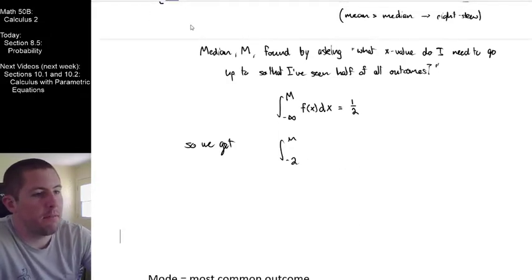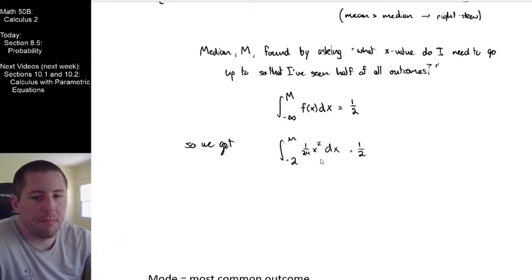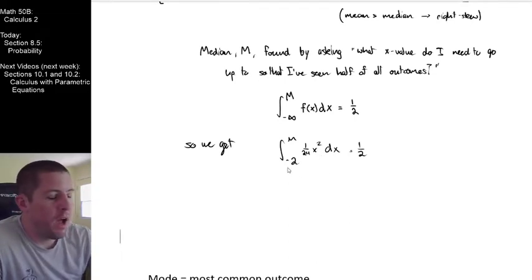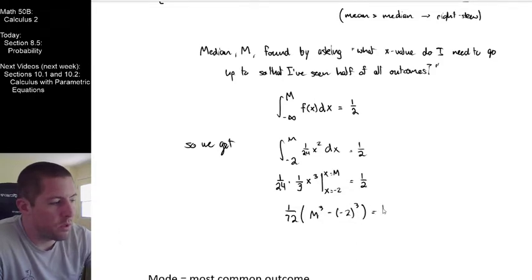Let me actually throw my PDF in there. Our PDF is 1/24 x squared dx, and that should be equal to 1/2. All right, so let's go ahead and do this calculation. I've got a 1/24. I know that I'm integrating x squared, so I'm going to get a 1/3 x cubed evaluated from x equals -2 to x equals capital M for median, and that should be equal to 1/2. It's going to be 1/72 times m cubed minus -2 cubed equals 1/2.